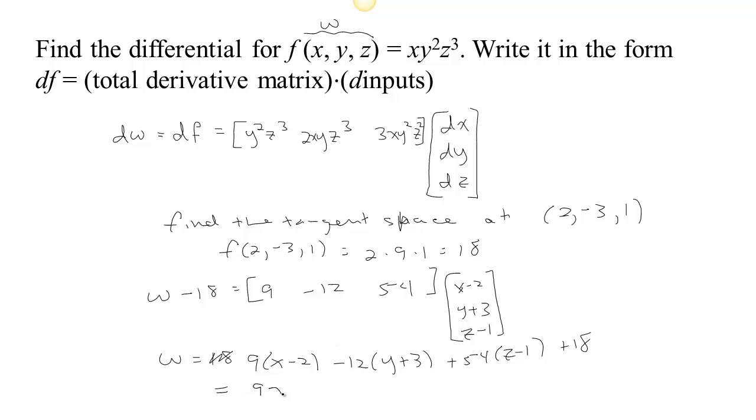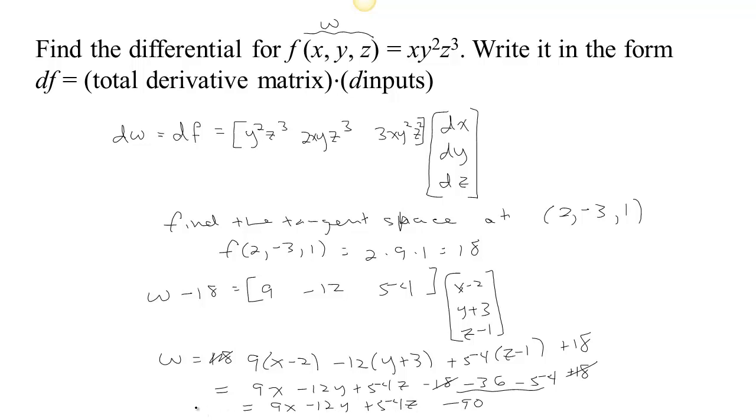If I multiply out, I have a 9x and a minus 12y and a 54z. And then for constants, I have a negative 18. And negative 12 times 3 would be negative 36. And 54 times negative 1 would be negative 54, plus 18 here. So the 18s cancel. So this whole constant then, negative 54, negative 60, negative 90. So there's our linearization, 9x minus 12y plus 54z minus 90.